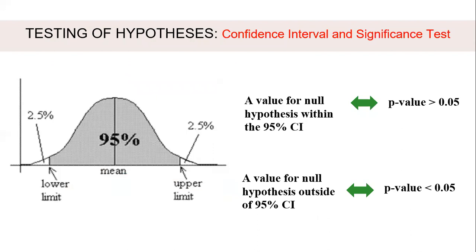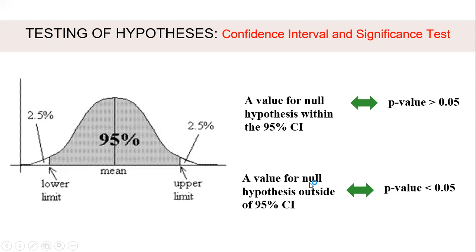Now, if we are going to test our hypothesis, here are your confidence interval and significance level. It's 95% here in the middle if your alpha is 0.05. And then here we have 2.5% and here 2.5% as well. We have the lower limit and the upper limit. A value for the null hypothesis within the 95% confidence interval, and a p-value greater than 0.05, are in fact interchangeably the same.